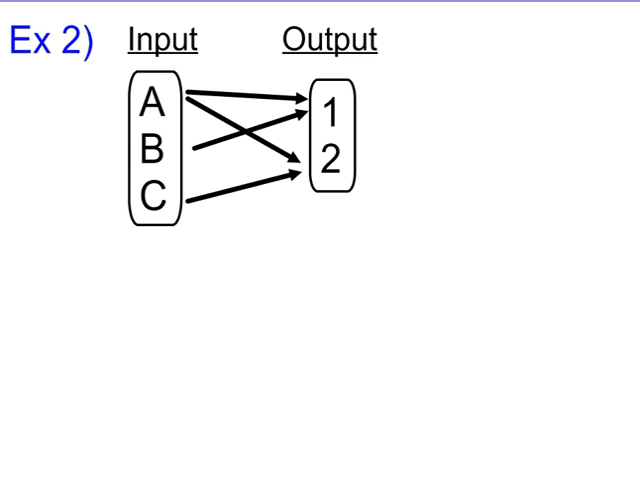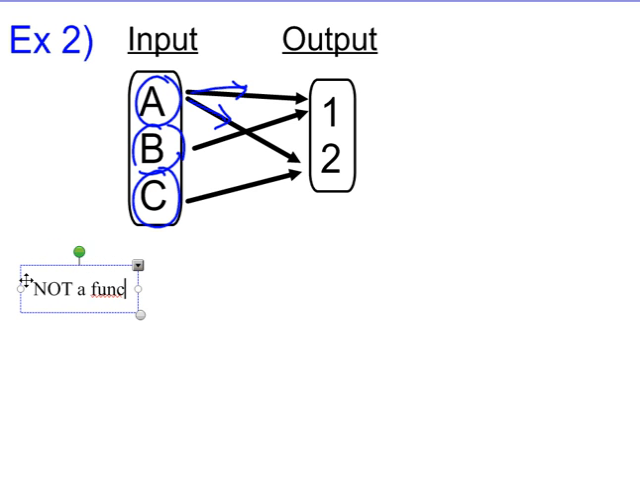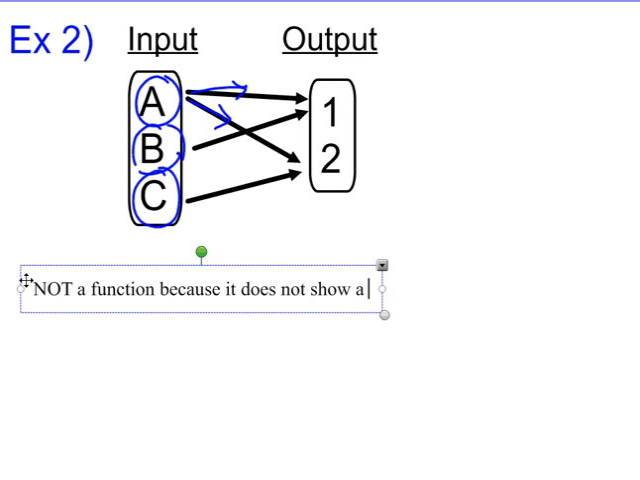Here in this example, we have an input of A, and this input of A has an output of 1 and 2. The input of B has an output of 1, and the input of C has an output of 2. So because of this, we can see with the A with 2 outputs coming out of 1 input that this is not a function, because it does not show a one-to-one relationship.